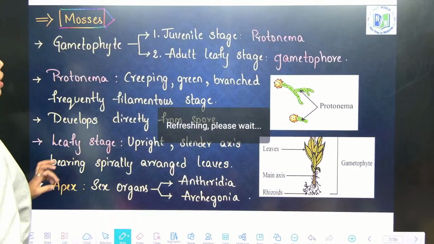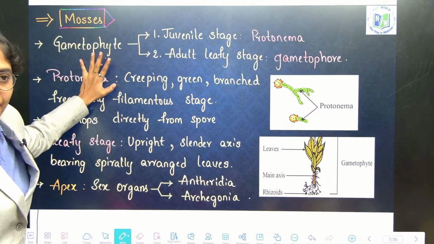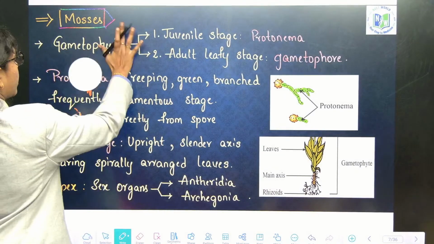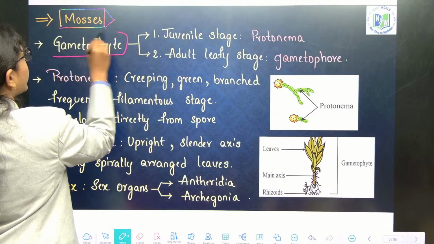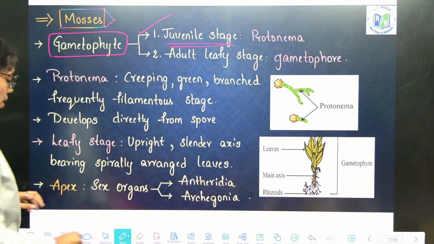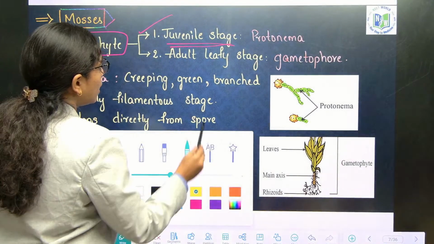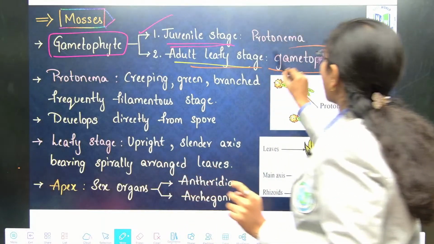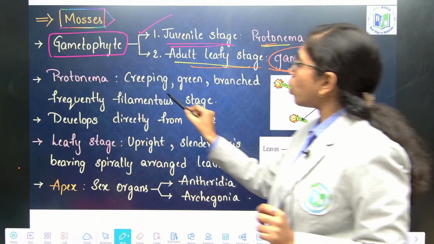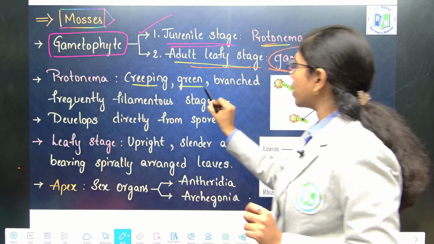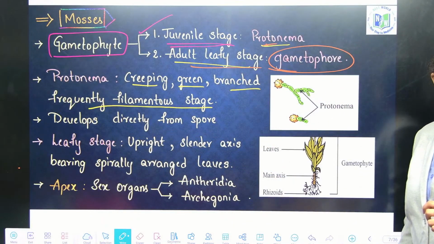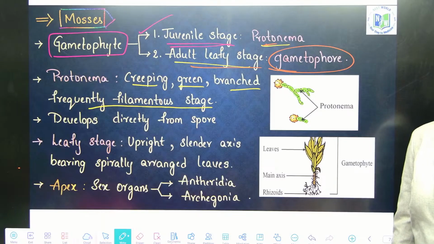Mosses, you see. In mosses, which are the advanced category of bryophytes, you can see both the stages in the gametophyte. First is the primary gametophyte, addressed as the juvenile phase, and then the adult leafy stage is known as the gametophore. This juvenile phase has what? Protonema. Protonema is described as a creeping, green, branched, frequently filamentous stage. Remember the description, important for statement based questions.